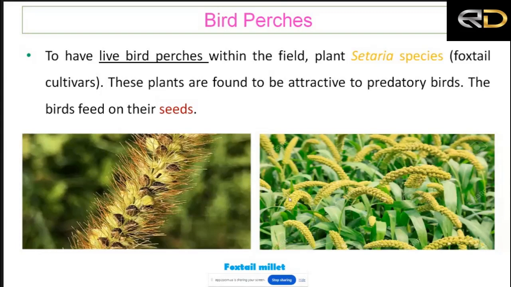It is a Setaria species, that is foxtail millet. In most crops, if we are growing Setaria species in between or somewhere there, the birds are very much attracted towards this kind of species. Setaria is very attractive to birds, so they will come towards these Setaria plants, rest there, and feed on the pests that we are having.